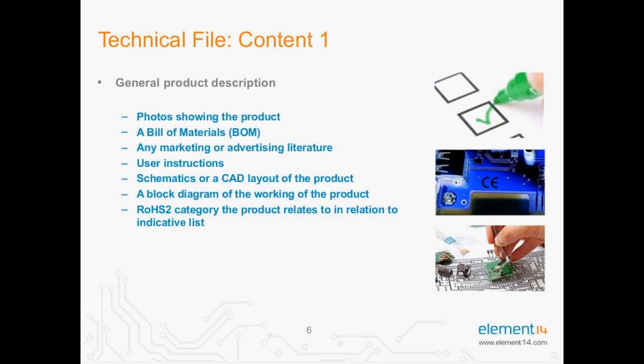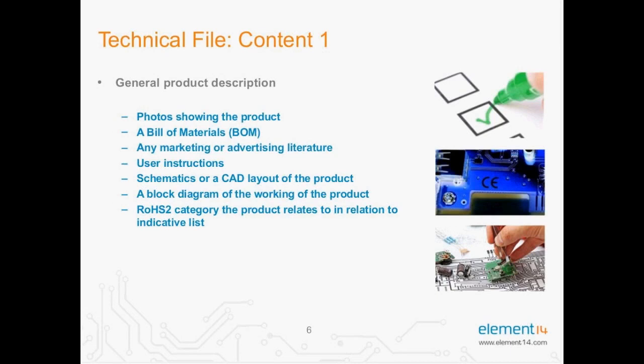A bill of materials, or BOM, that's simply a list of all of the components included in your product. Remember that the directive states that all homogeneous materials must be compliant. So your BOM may typically include just the electronic components, but you must have a description of the other materials there, so fastenings and solders and glues and encasings. All of these things must be included.